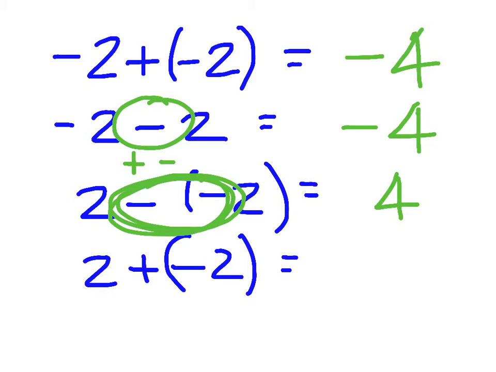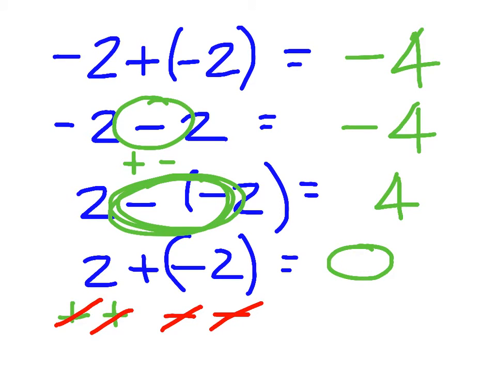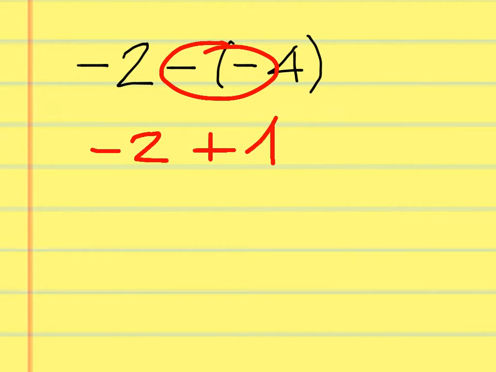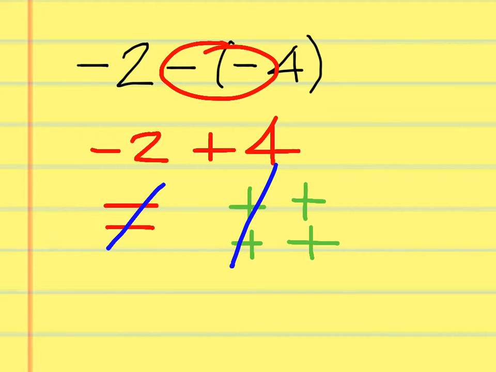Samson, what's the answer to the last one? 0 is right. I have 2 positives, 2 negatives, adding them together. They cancel completely out, so I would have 0. What happens to these two signs? They become plus, so -2 plus 4. That means I have 2 negatives and 4 positives. Cancel, cancel, and I'm left with a +2.